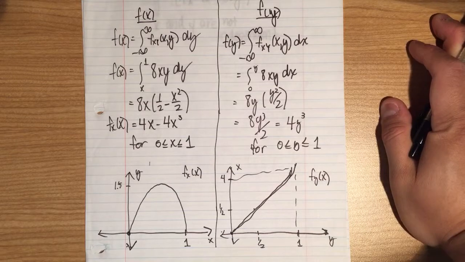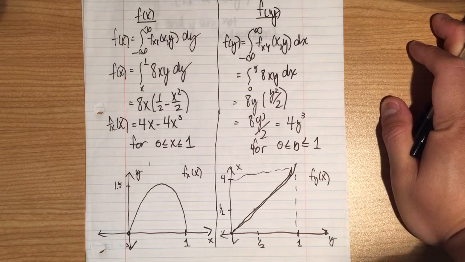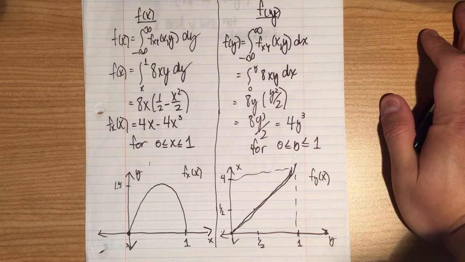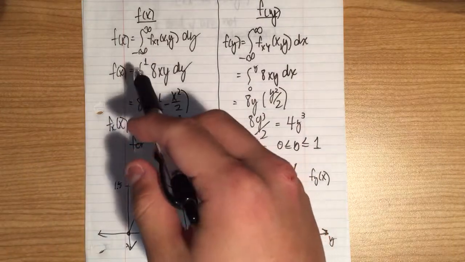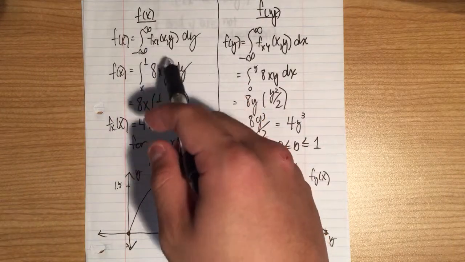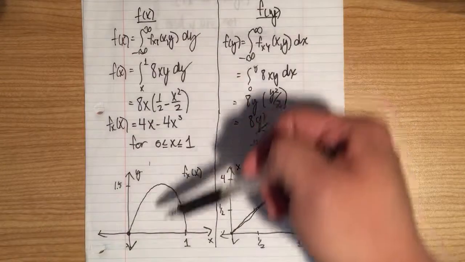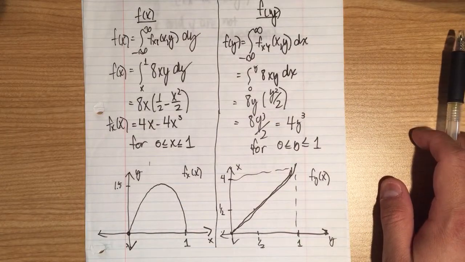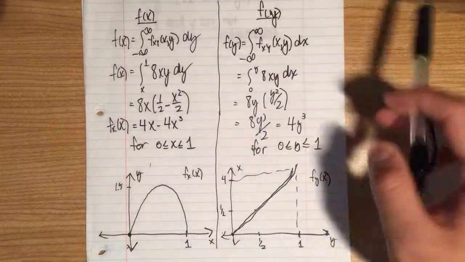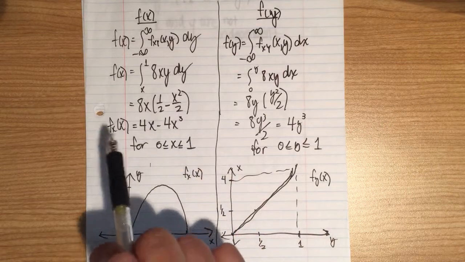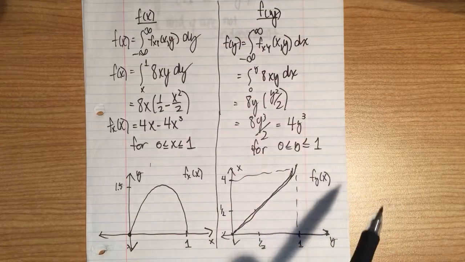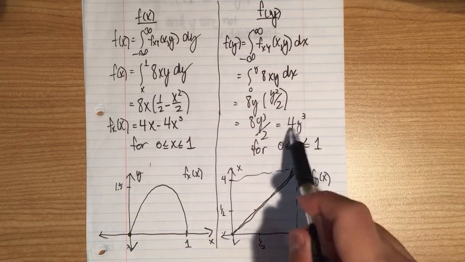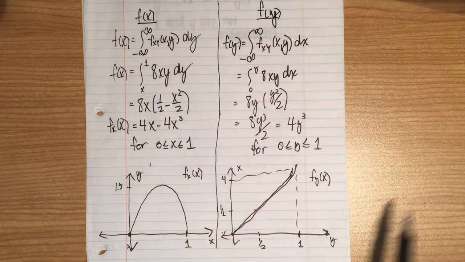I took the integral from negative infinity to infinity of f of x comma y dx, and then over here for f of y, negative infinity to infinity of f of x comma y dy. Here is the math that I did. Eventually I arrived at f of x equals 4x minus 4x cubed, and f of y equals 4y cubed. And these are their graphs.